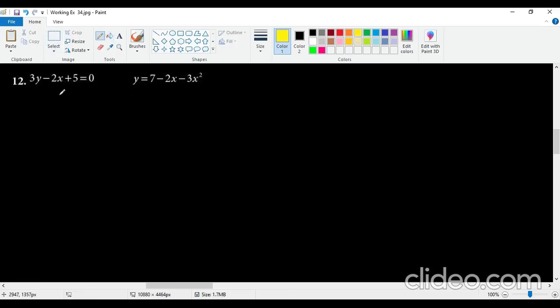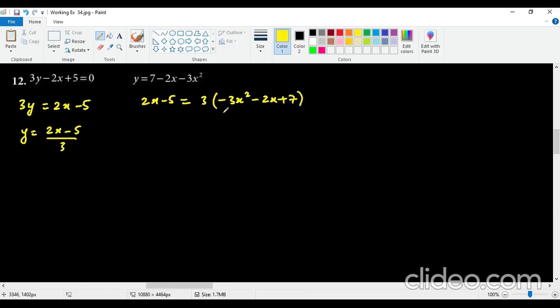Moving on to question number 12, it is saying that 3y equals plus 2x minus 5. That means y is equal to 2x minus 5 over 3. We'll put this value over here. 2x minus 5 equals 3 multiplied by minus 3x squared minus 2x and plus 7. I have arranged this equation. Minus 5 equals minus 9x squared and minus 6x and plus 21.